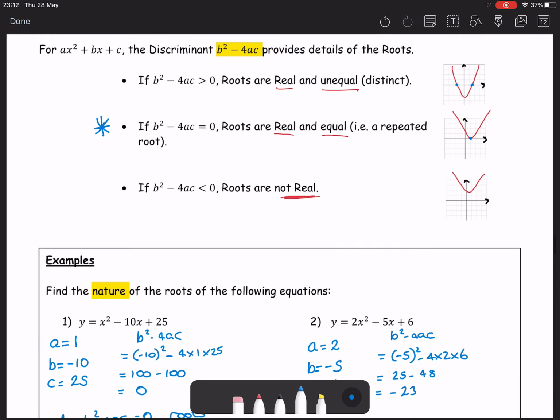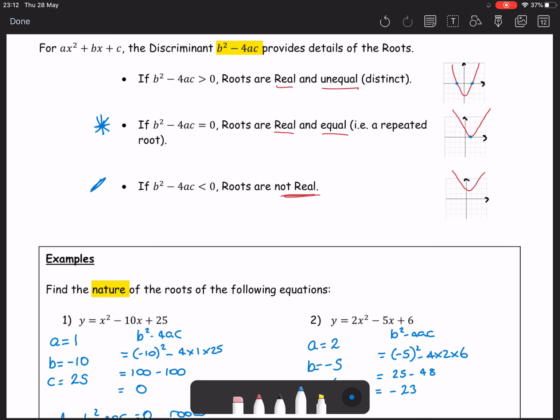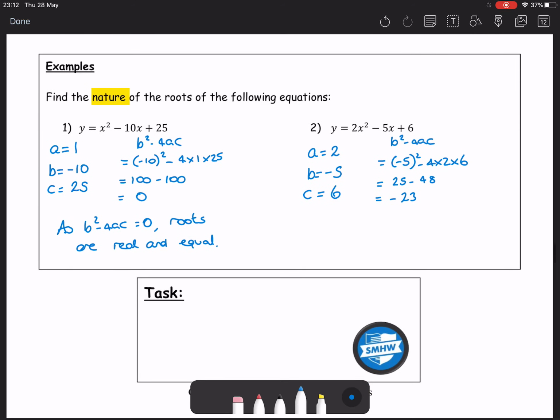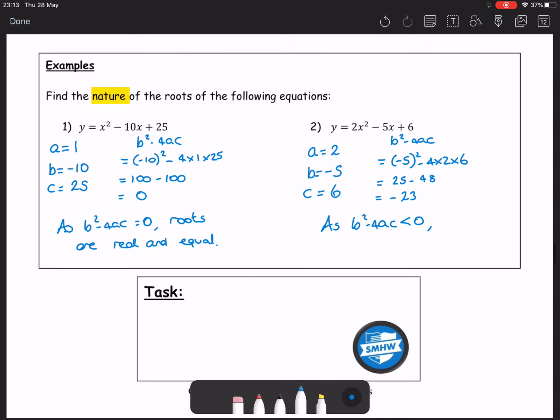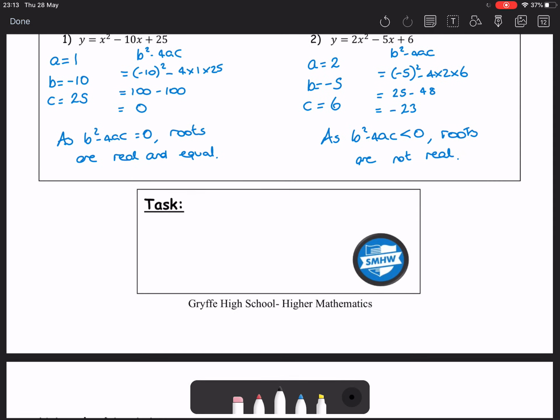So a negative value, less than 0, delivered the third option: roots are not real. So what we found as b squared minus 4ac is less than 0, simply say roots are not real. So always working out our value and always communicating what we found. And some recap questions on the PowerPoint.